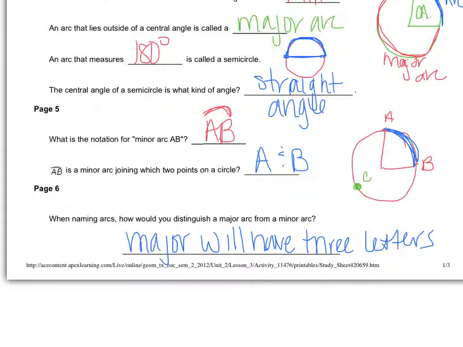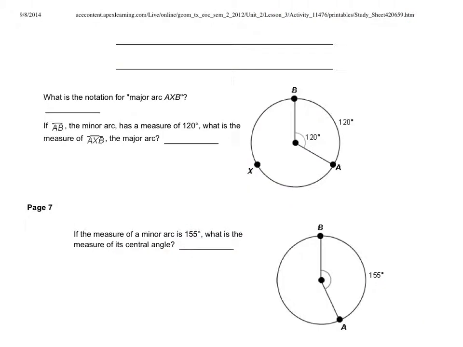So my major arc here would be point A, C, B, because it's the arc that's made connecting A to B, but going through C. So it would go this direction. If we just have AB, that means I'm going the shortest distance to get from A to B. So it wants to know what's the notation for the major arc AXB. So that would be AXB with an arc symbol above it.